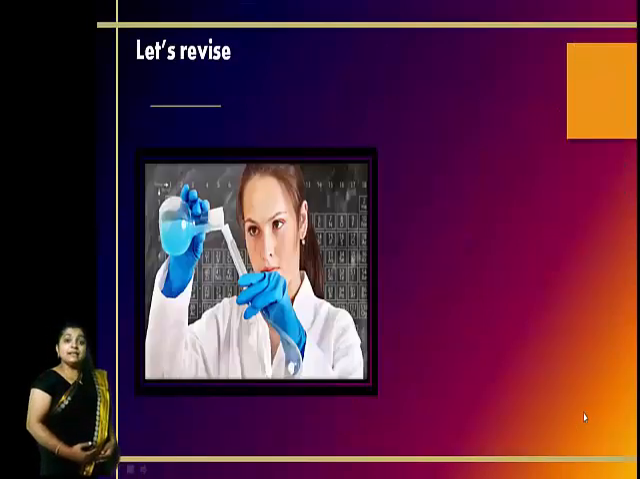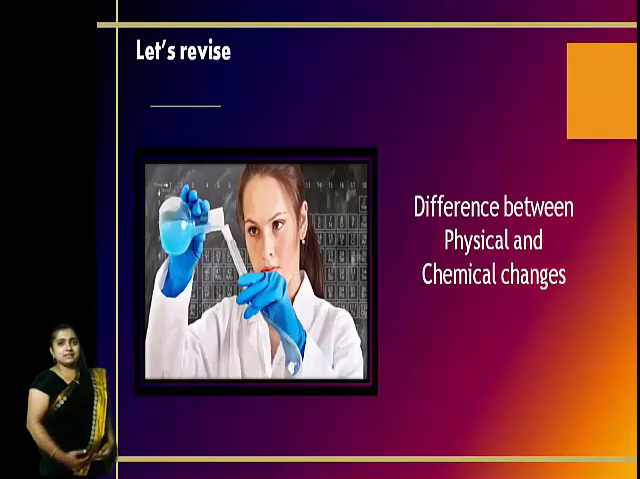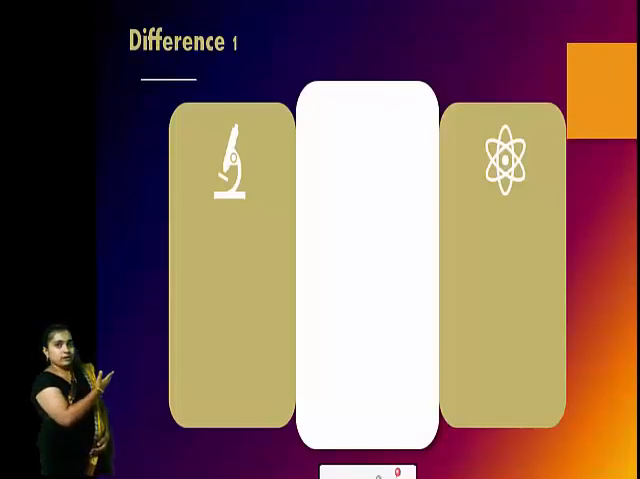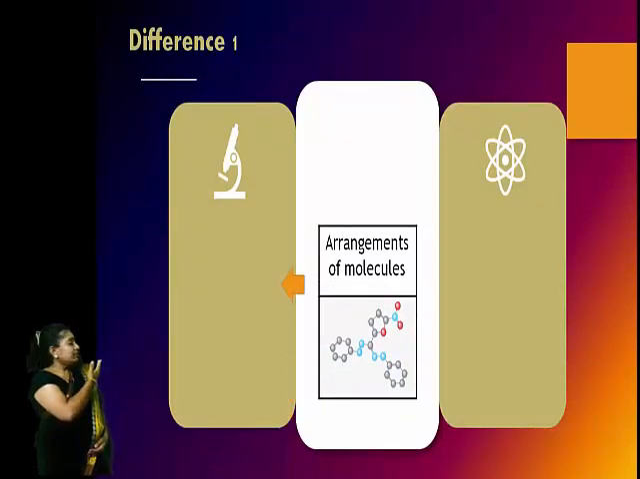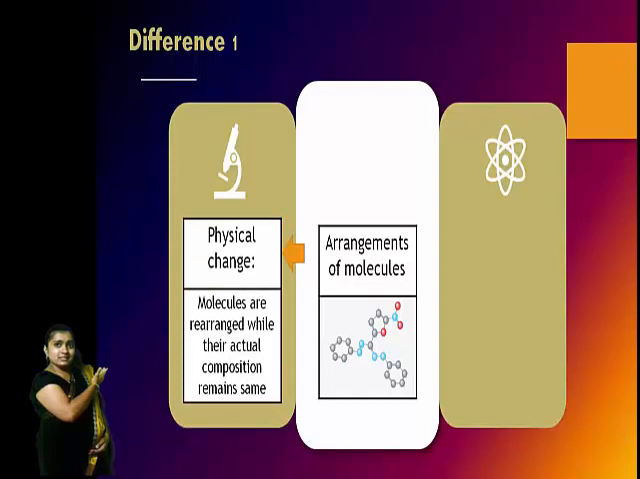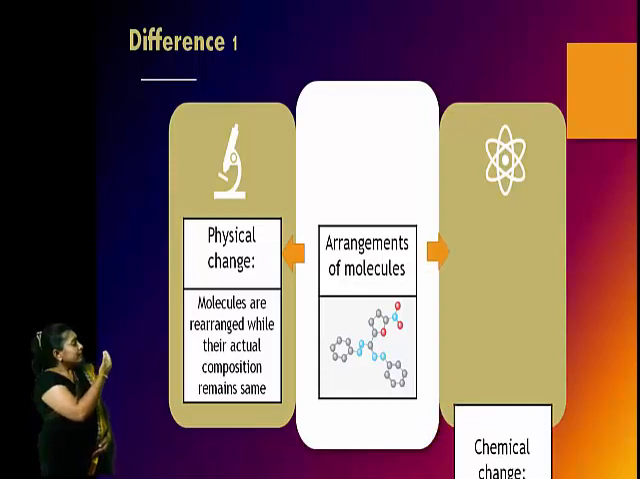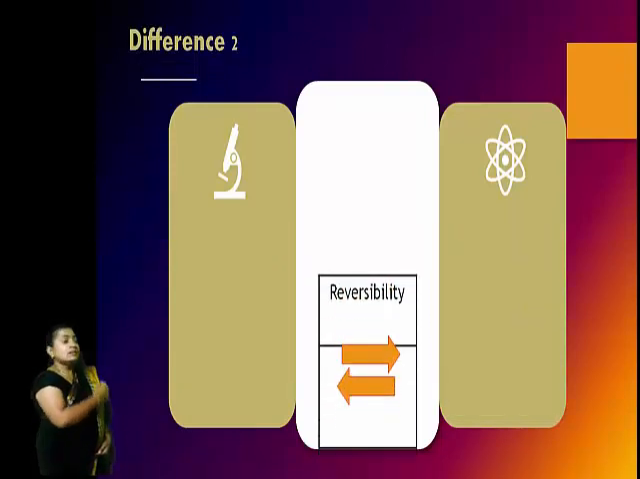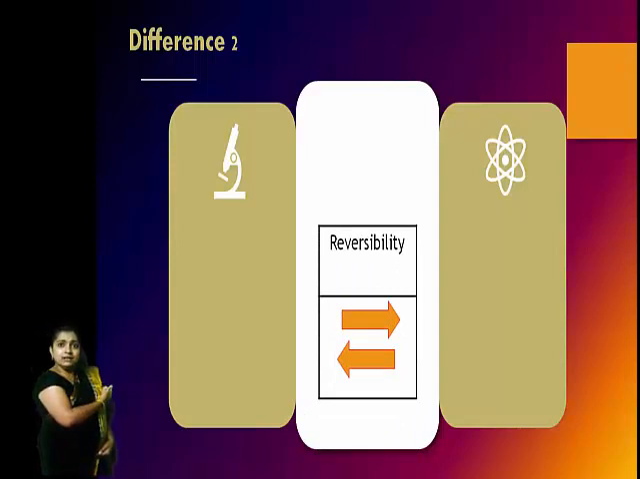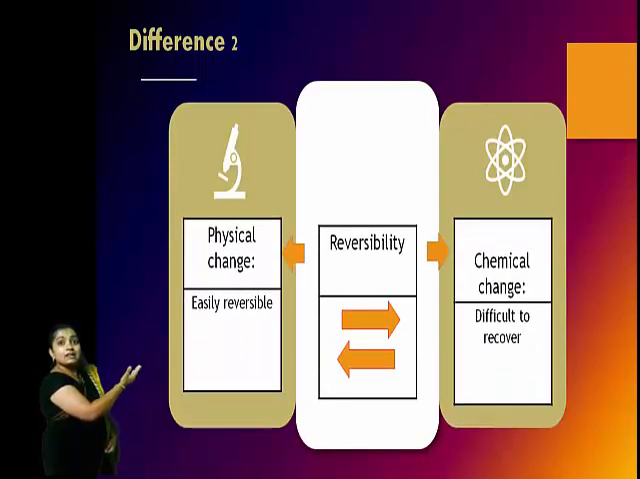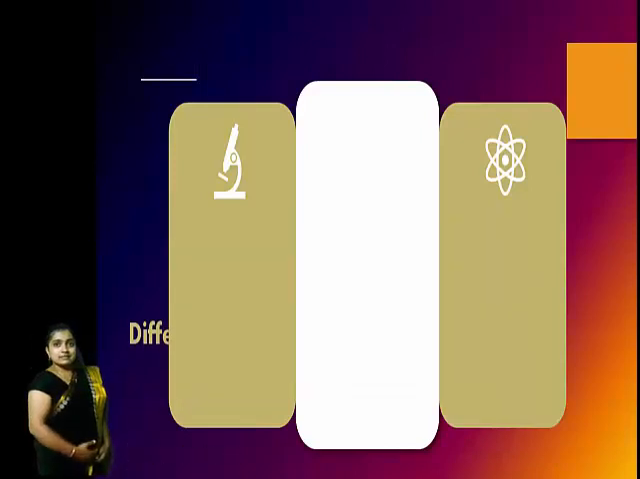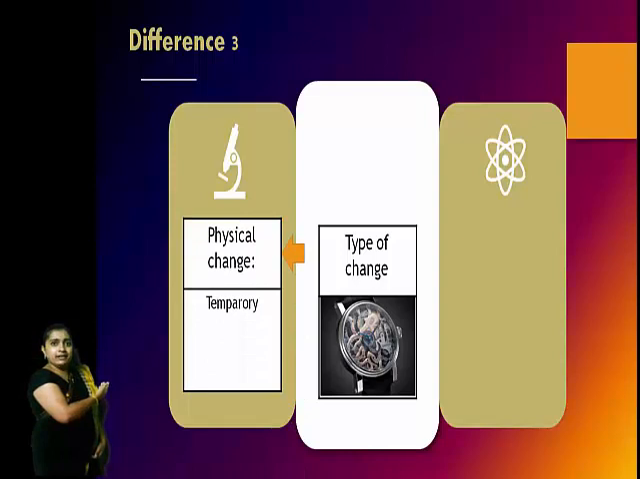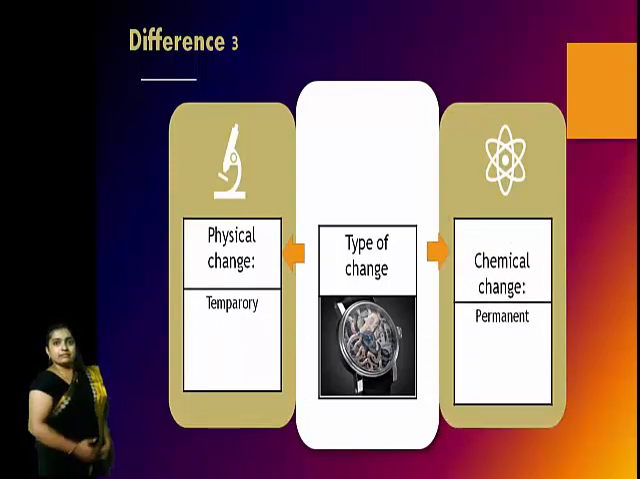Now let's revise the difference between physical and chemical changes. Arrangement of molecules. In a physical change, the arrangement of molecules can change, but the composition of the substance remains the same. In chemical changes, the composition of the substance completely changes. Reversibility. Physical changes are reversible while chemical changes are not reversible. Type of changes. Physical changes are temporary while chemical changes are permanent.